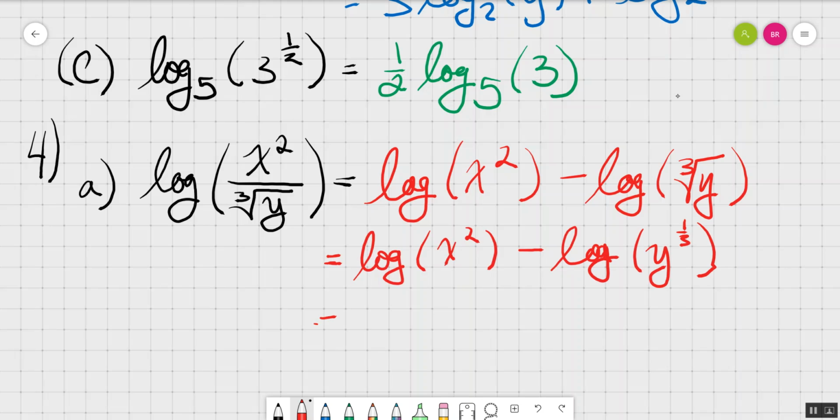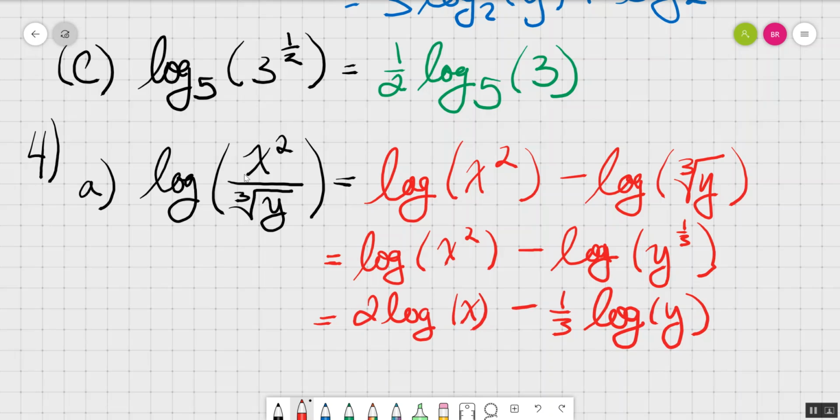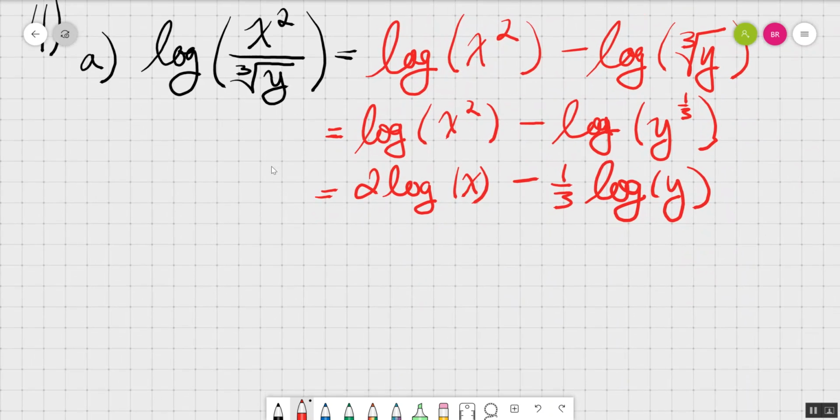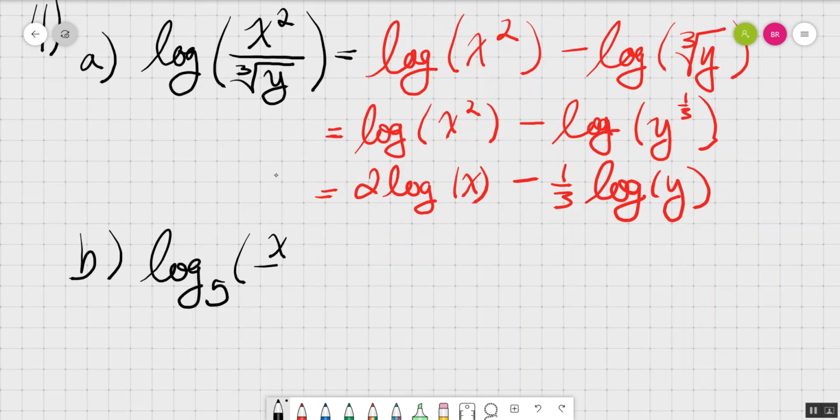And now we're going to be careful and apply the power rule twice, once to the first term and then once to the second term. So I'm going to hop the 2 out and get 2 log of x, remember this is log base 10, minus 1/3 the log of y. So there we go. There's one where we used some different rules together. Let's go ahead and do another one. I'll do the log base 5 of x over y to the 4th.